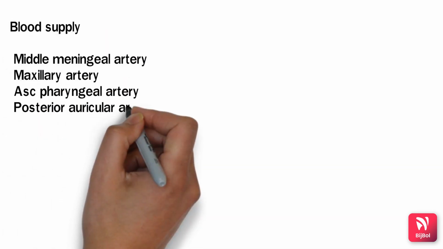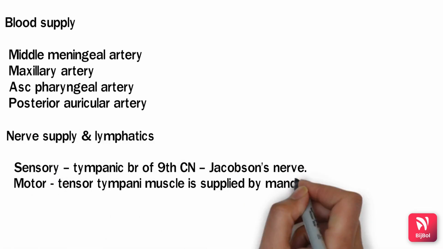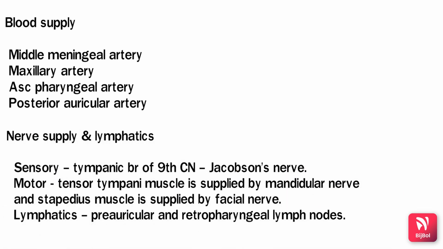Coming to the blood supply. The blood supply to the middle ear is through the middle meningeal artery, maxillary artery, ascending pharyngeal artery and the posterior auricular artery. Next, coming to the nerve supply and lymphatics.